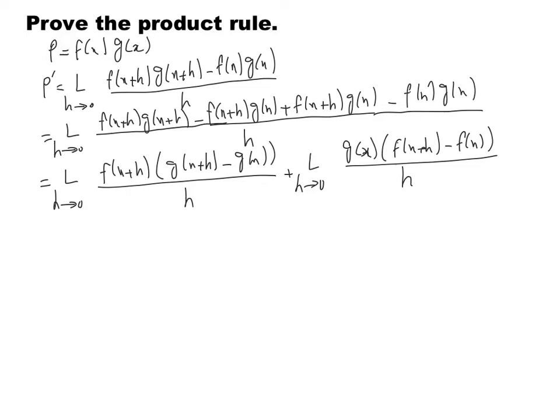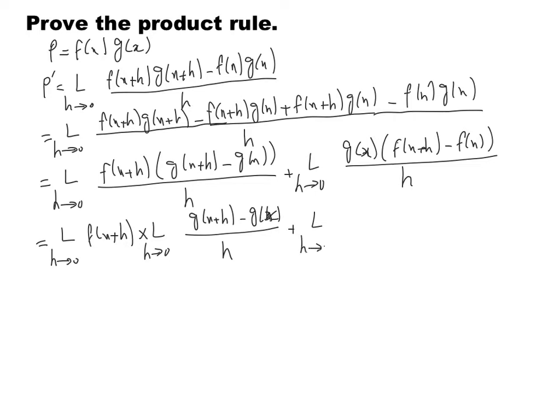Now the first term I'm going to write as the limit h goes to 0 of f of x plus h times the limit of h goes to 0 of g of x plus h minus g of x divided by h, plus the limit of h goes to 0 of g of x times the limit of h goes to 0 of f of x plus h minus f of x over h.